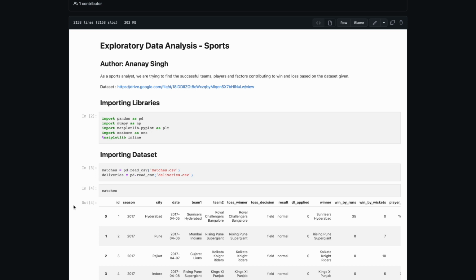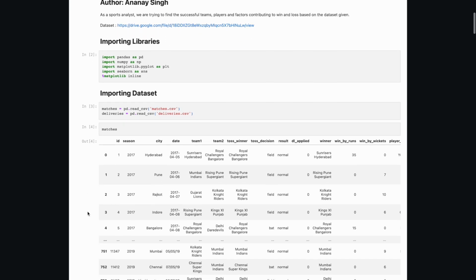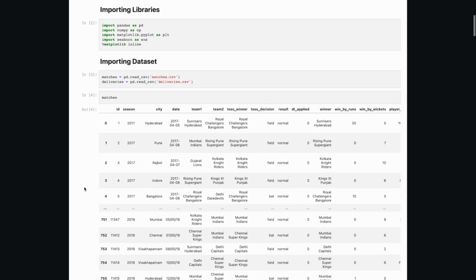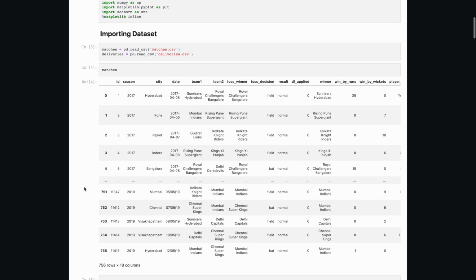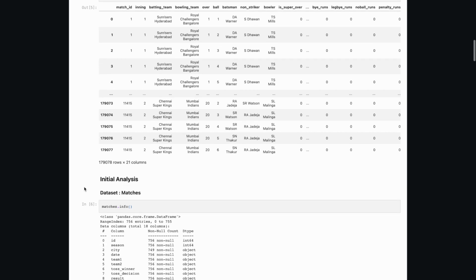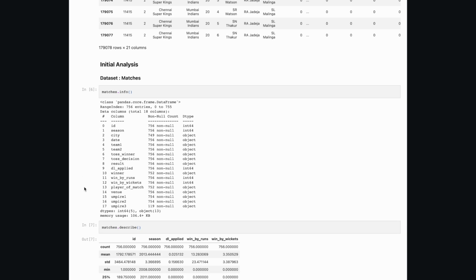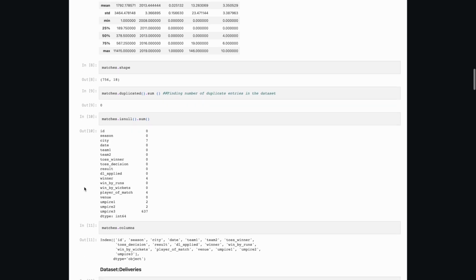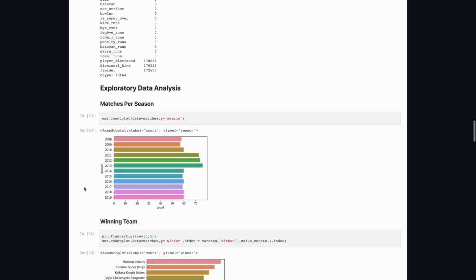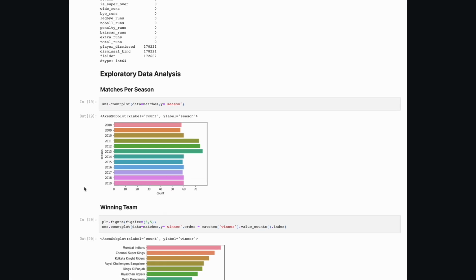And here, as a sports analysis, we are trying to find the successful teams, the players, and other factors that are contributing to the win and loss based on the data sets that we have with us. Moving on, first we'll be importing the libraries and importing both datasets, that is matches and deliveries. And after importing them, we'll do an initial analysis on both the datasets where we'll try to find the various columns, the shape, whether there are duplicate entries and how many null entries, and removing all those null entries, etc.